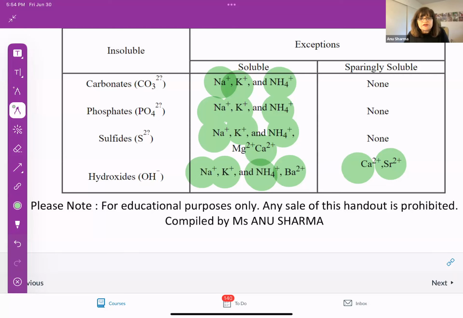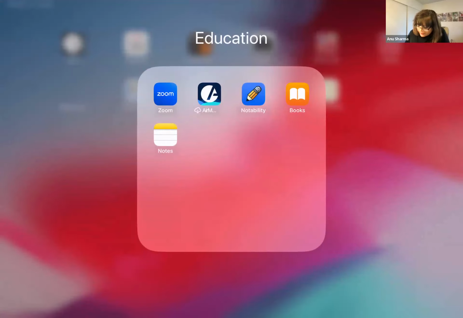All the hydroxides are insoluble except all the group 1A, ammonium and barium, strontium, calcium hydroxides. Those will be partially soluble. Similarly, calcium sulfide is partially soluble. Some exceptions are there, so refer to this table for the ionic compounds.